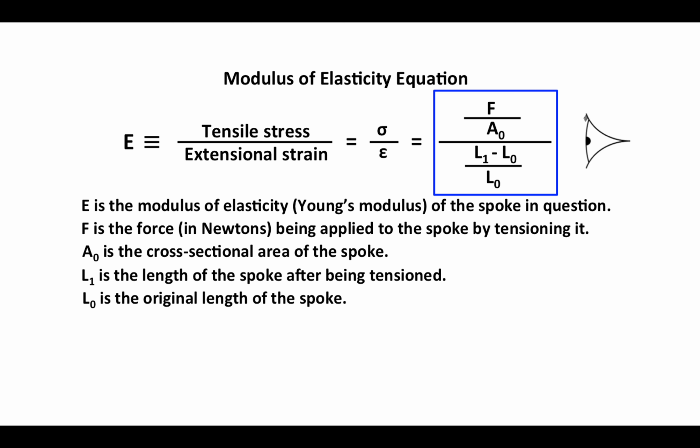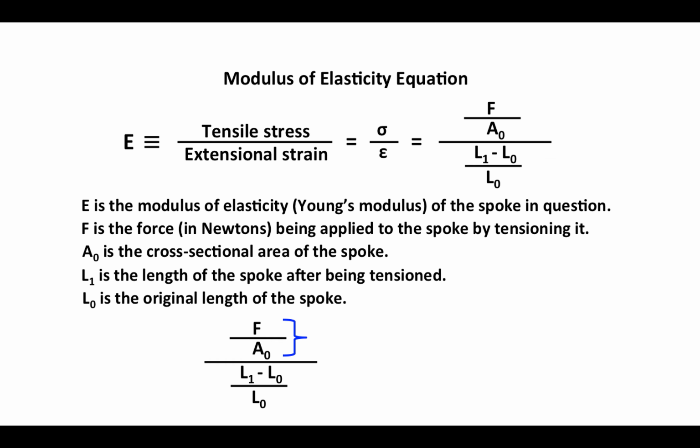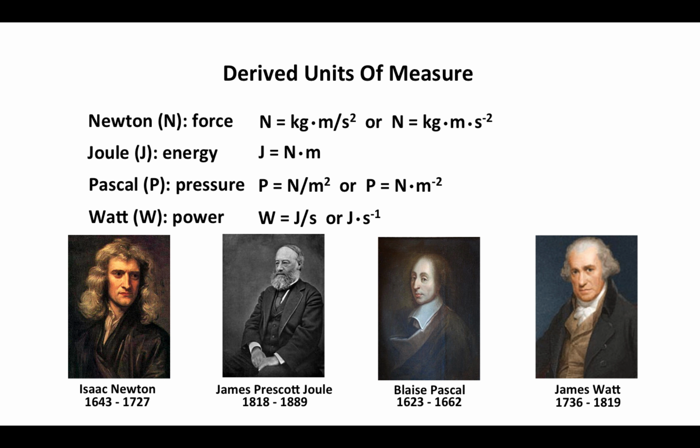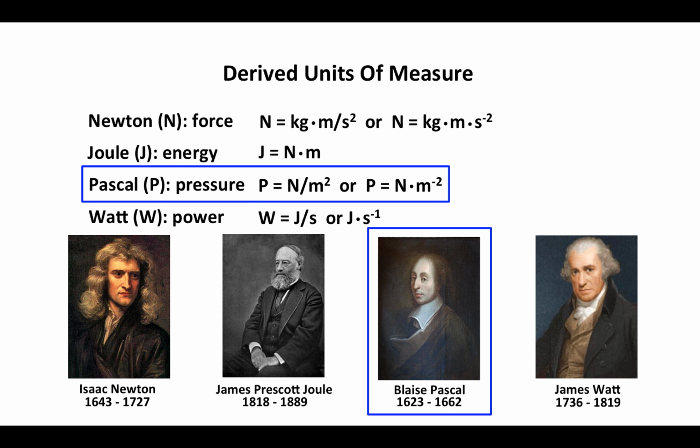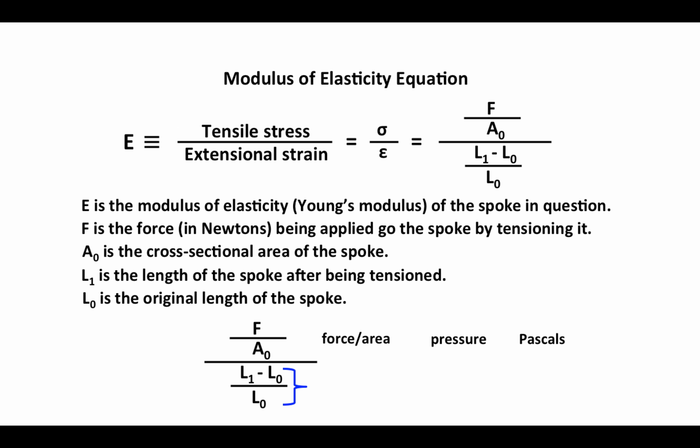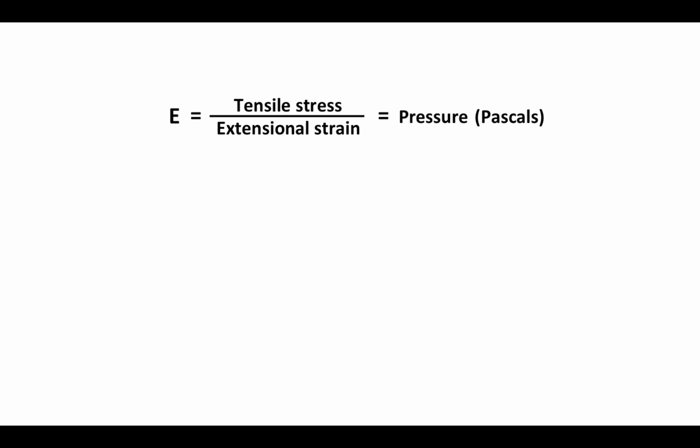Let's look more closely at what's inside this box here, and we'll copy it down to the bottom to give ourselves a little bit more room. The numerator here, force divided by area, is, of course, a form of pressure. We honor Blaise Pascal and use his name. A Pascal is a unit of pressure, and it's defined as a Newton per square meter. The denominator of this expression here is really a percentage change, so it's considered dimensionless. The modulus of elasticity therefore measures pressure, and the units are in pascals.